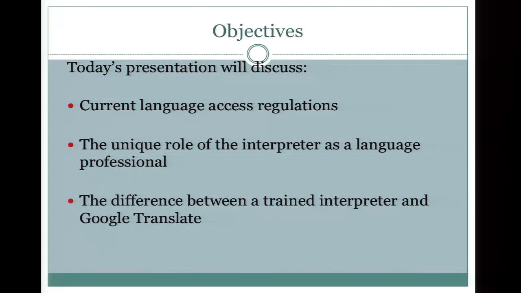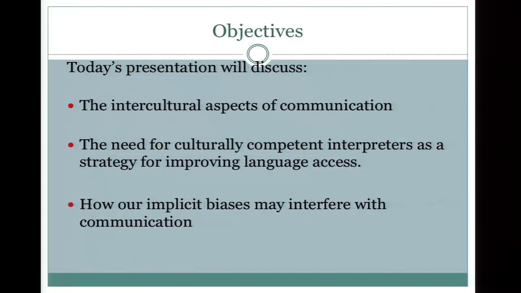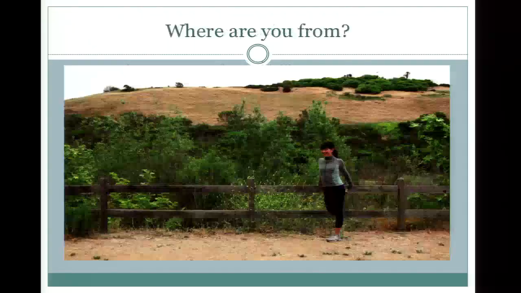During today's presentation, we will look at some current language access regulations. We'll talk about the unique role of the interpreter as a language professional. What's the difference between a trained interpreter and Google Translate? That's going to be kind of interesting. What are some of the intercultural aspects of communication? The need for culturally competent interpreters as a strategy for improving language access, and those two really go closely together. And then in the second hour, we're going to talk about how our implicit biases may interfere with communication.